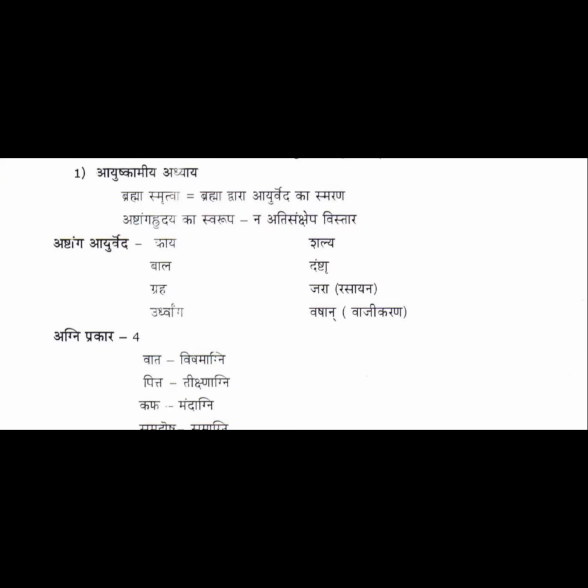So coming to the first chapter. The first chapter in Ashtanga Hridaya is Ayushkamiya Adhyaya, which is the first chapter of Charaka. First chapter of Charaka is Dirghanjivitiya Adhyaya. And Sushruta? Vedotpatti Adhyaya. Yes, you have to know the names of the chapters, okay? Mainly for Sutra Sthana, you have to know the names and at least the basic contents of that chapter. Okay, coming to Ayushkamiya Adhyaya.